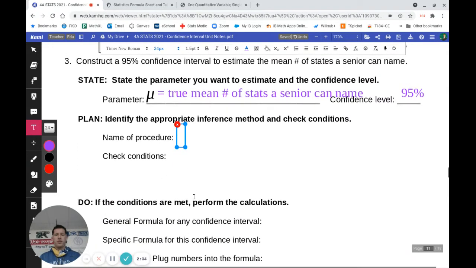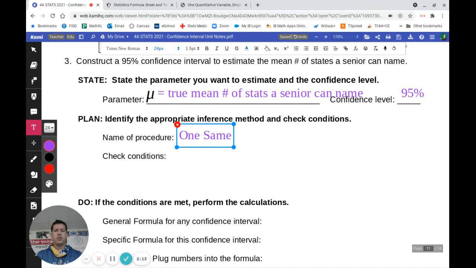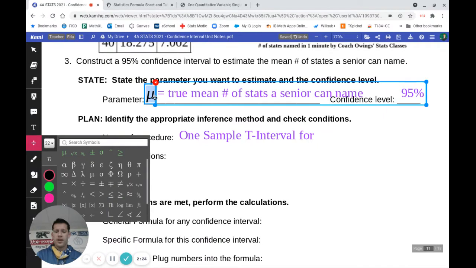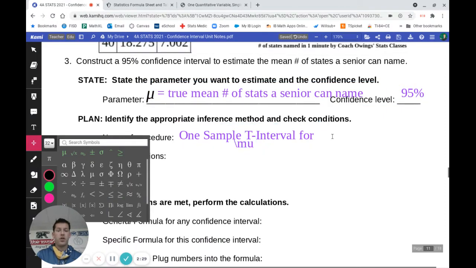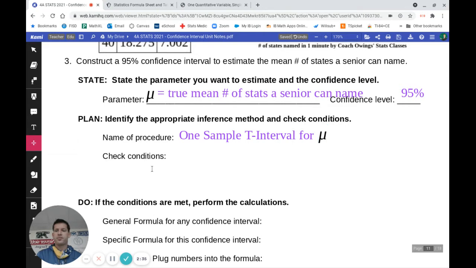Our method, so we only had one procedure from a couple classes ago. Now we know how to find the confidence interval for means. So we want a one sample t interval now. So we specify t because we need to use t for means. And I again want this mu as my parameter. There we go. I don't want the word mu, I want the actual symbol, mu.